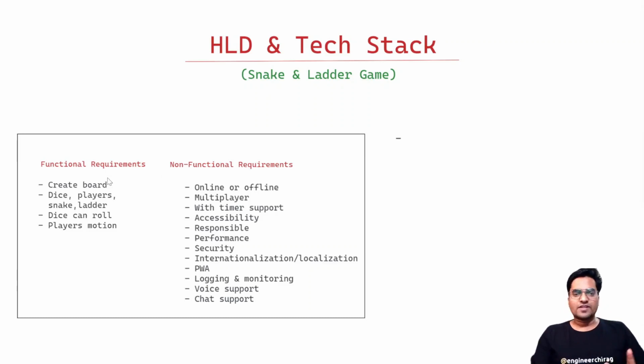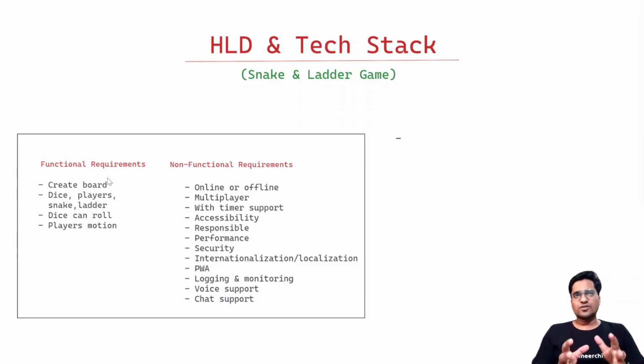As an overview, in the functional requirements, yes, you need to create a board, you need a dice, you have a player, a snake, a ladder. Then the dice can roll and players can move. A lot more things in terms of the expectations from the product. But again, the non-functional requirements that we touched upon: online, offline, multiplayer, accessibility, and a lot more things.